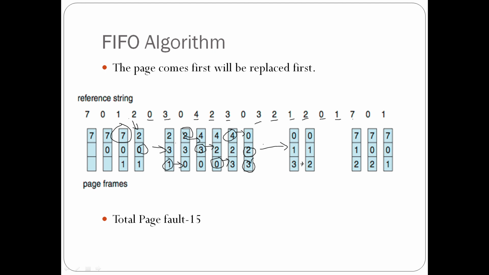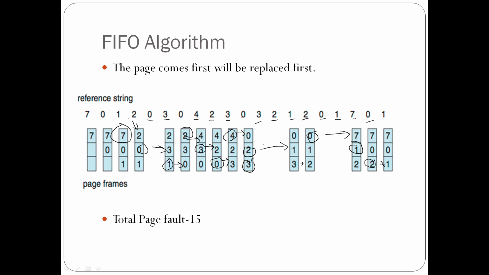The next one is 7. Out of these 3 frames, 0 came first, so 0 is replaced by 7. Then the next string is 0. 1 came first here, so 1 is replaced by 0. Then the next string is 1. Out of these 3 frames, 2 came first, so 2 is replaced by 1.